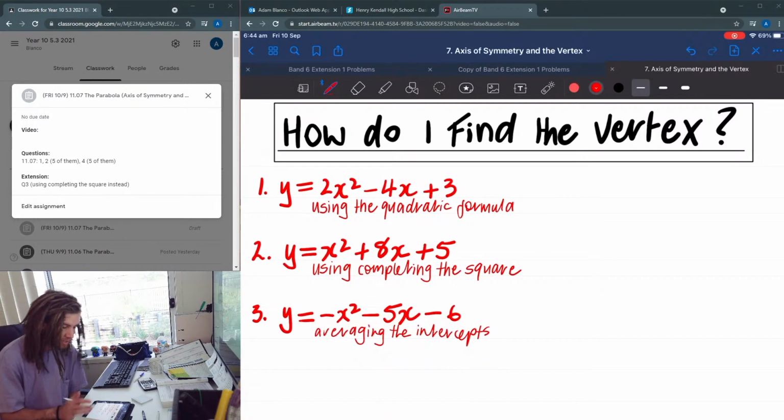But for now, yesterday we looked at just finding the intercepts. Happy birthday, Charlotte. We just found the intercepts, and today we want to be able to find the vertex. Now, there's so many ways to do this, it's not funny, and I've listed them all there, and I'm going to work through these three.